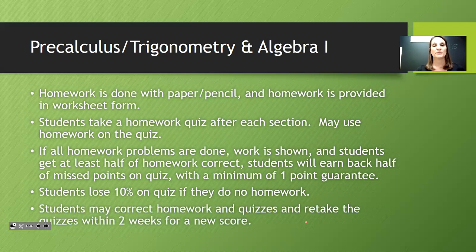Students have up to 2 weeks to correct any homework problems that are marked wrong and any quiz problems that they've missed, and do a retake on those quizzes to earn a new score. It isn't the same quiz, but it will be similar. And again, that's 2 weeks from the time they get it back.